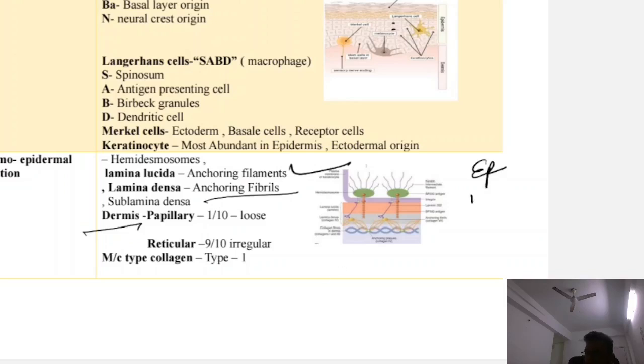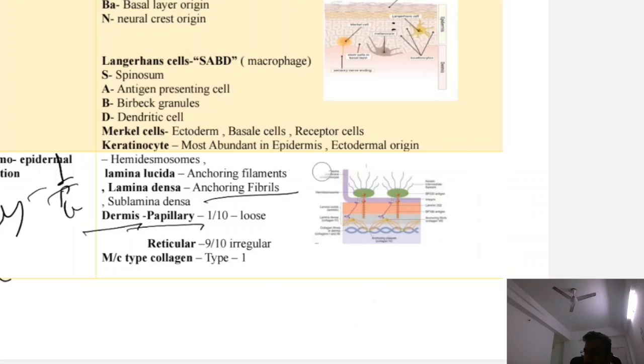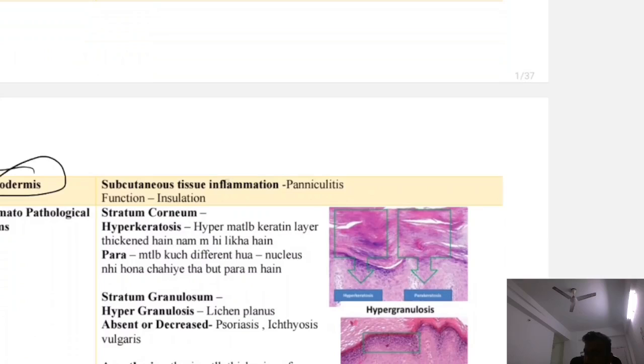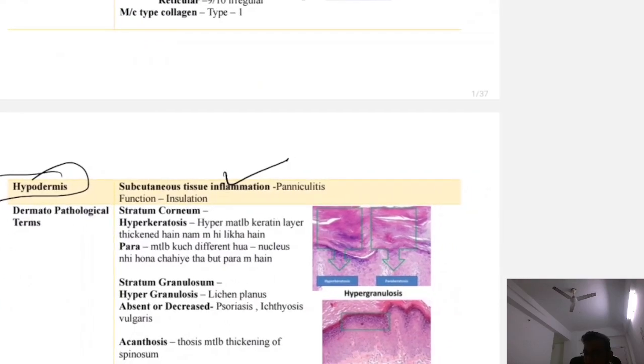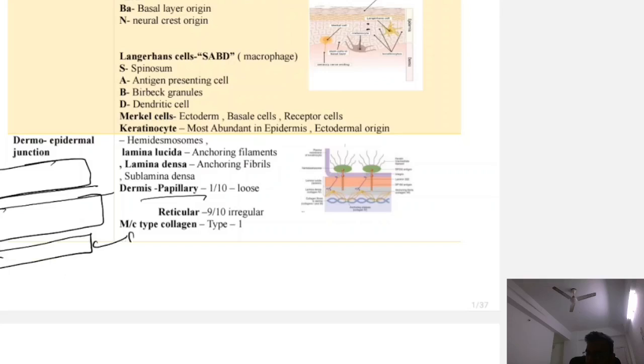We have learned about the epidermis and dermoepidermal junction. Then we have the dermis, which has papillary and reticular parts. The papillary dermis is 1/10 of the dermis and is loose connective tissue, and 9/10 is the reticular dermis. The most common type of collagen present is collagen type 1. After the dermis, there is the hypodermis, which is subcutaneous tissue. If there is inflammation or infection in that subcutaneous tissue, it is known as panniculitis. So we have understood that it is epidermis, then dermal-epidermal junction, then dermis, then hypodermis, which is subcutaneous tissue. After that we have muscles. So this is the layer.